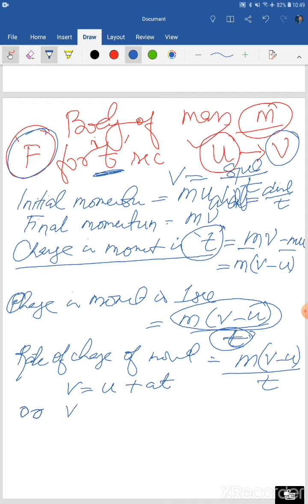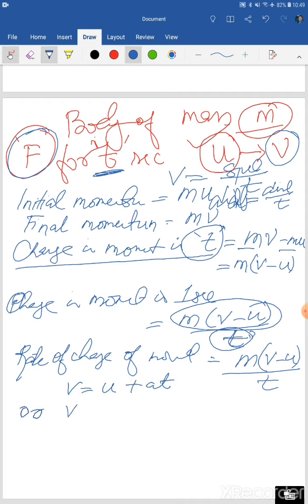In the SI system, the unit of force is Newton, and in the CGS it is dyne. Now let us derive the relation between them. 1 Newton is how many dyne?